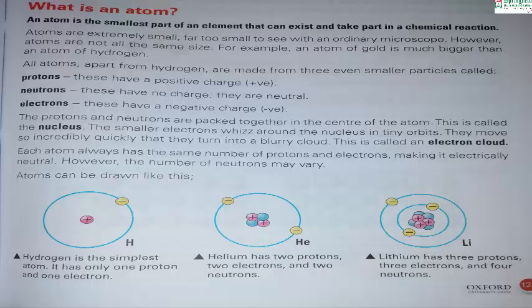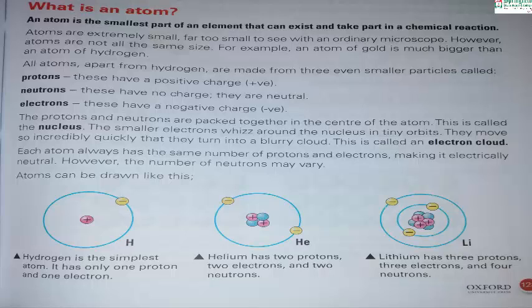The smaller electrons whiz around the nucleus in tiny orbits. They move so incredibly quickly that they turn into a blurry cloud. This is called an electron cloud. Each atom always has the same number of protons and electrons, making it electrically neutral. However, the number of neutrons may vary.